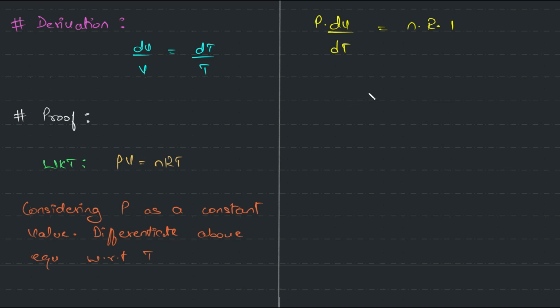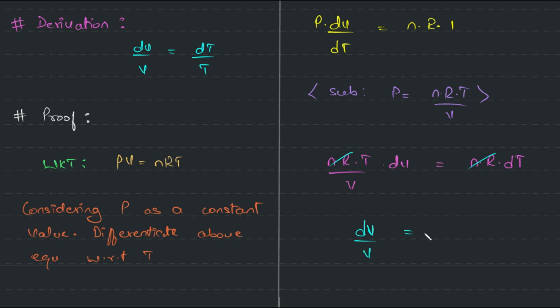Then we will just rearrange this a bit. So we want this expression, right? So we have, substituting P is equal to N into R into T by V, we end up with NR T by V into dV. So you can see we're almost getting the answer. By the way, dT I'm transposing to the right hand side. So I'm substituting and doing all of that. NR gets cancelled. A bit of rearrangement, and we get this.